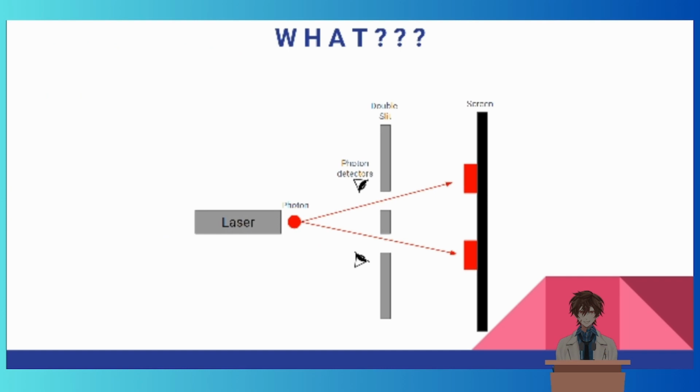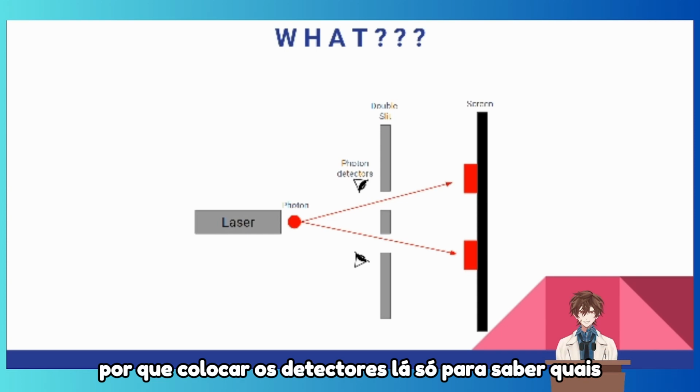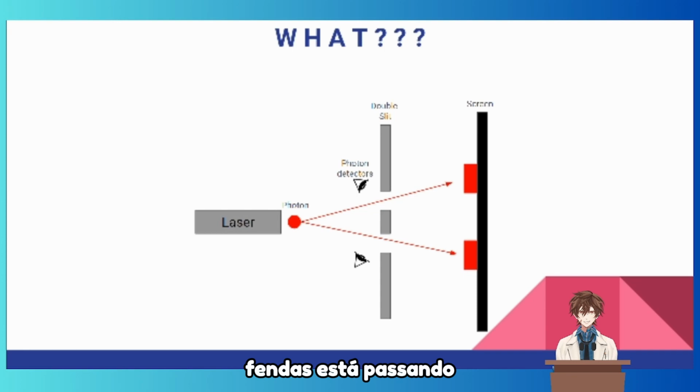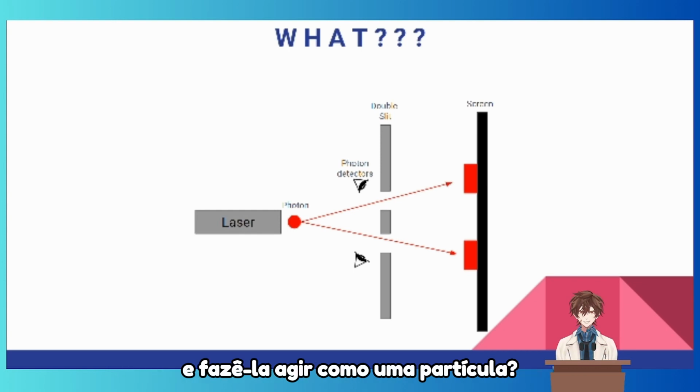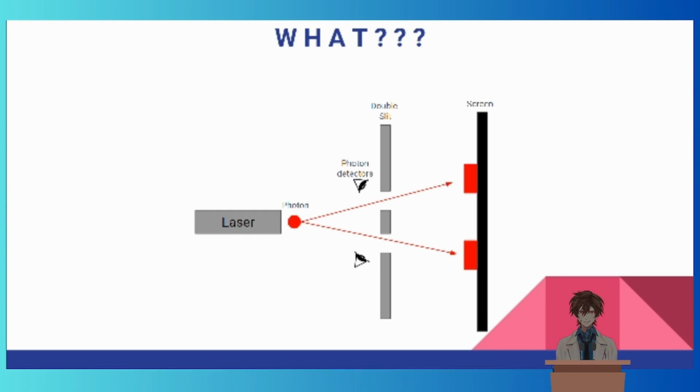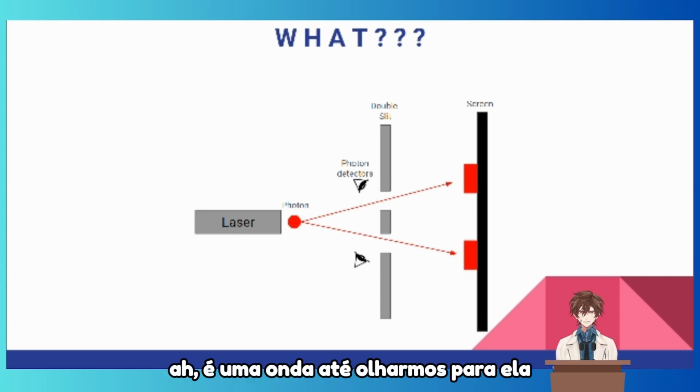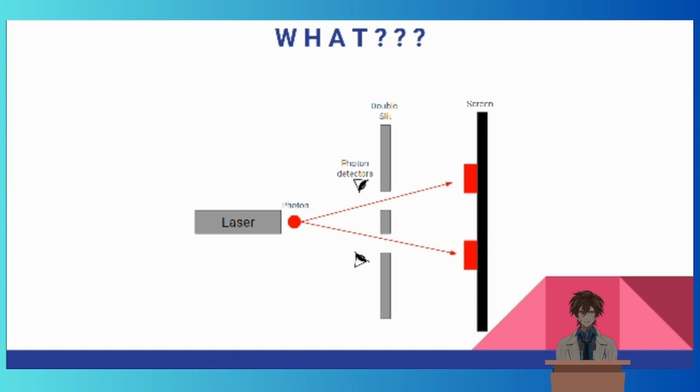Oh, what? Why does putting the detectors there just to know which slit it's going through cause the wave-like behavior to stop and cause it to act like a particle? What's going on? Oh, it's a wave until we look at it and it gets shy? I don't know. What's going on? Wait a minute.